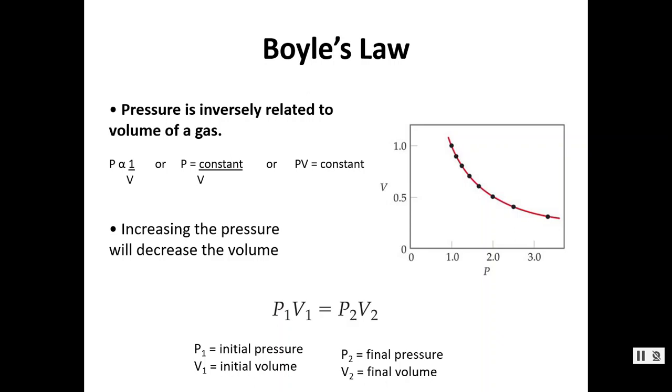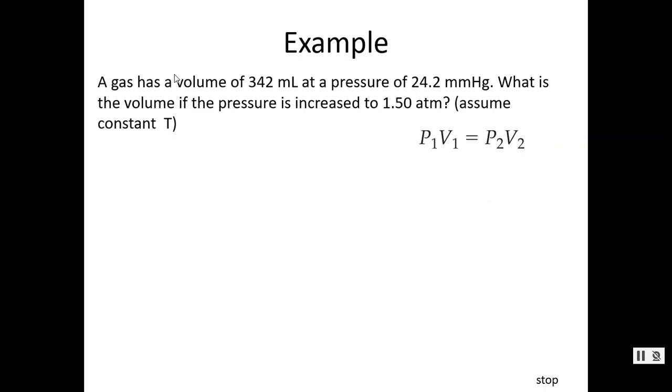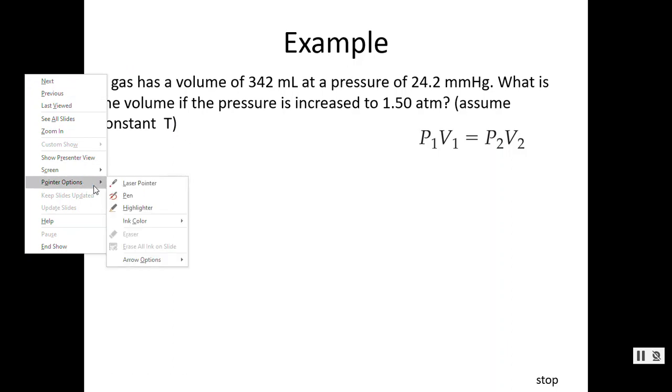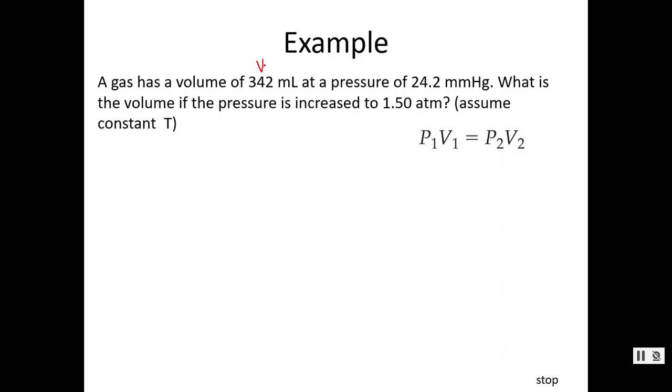And so that simple expression, Boyle's law, can be used to solve problems such as this one. So let's say we have a gas with a particular volume at a particular pressure. And I want to know the new volume of that gas if the pressure is increased, assuming constant temperature. So looking at what's being given, I see I have an initial volume and I have an initial pressure. I want to know what my new volume is, V2, given some new pressure, P2.